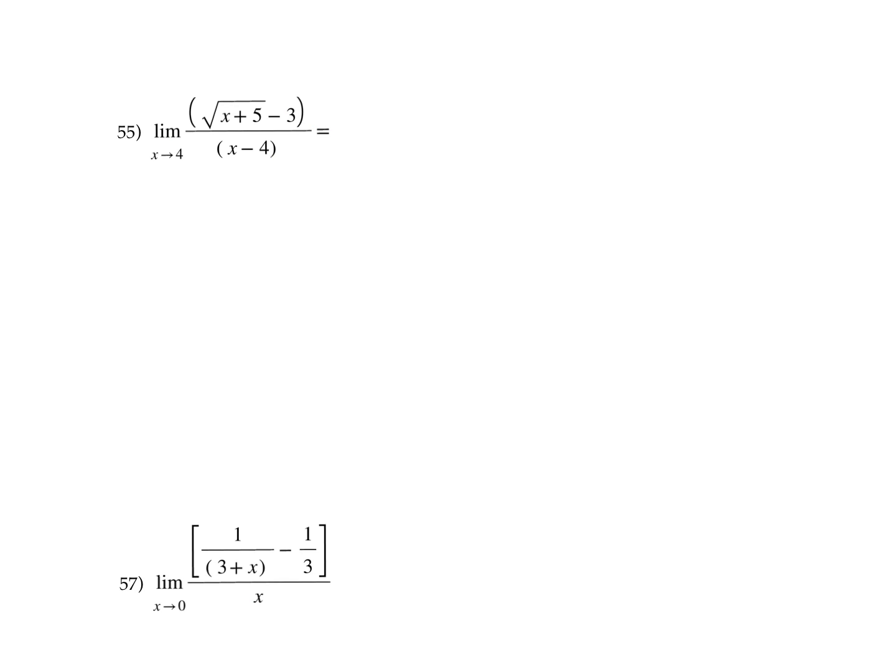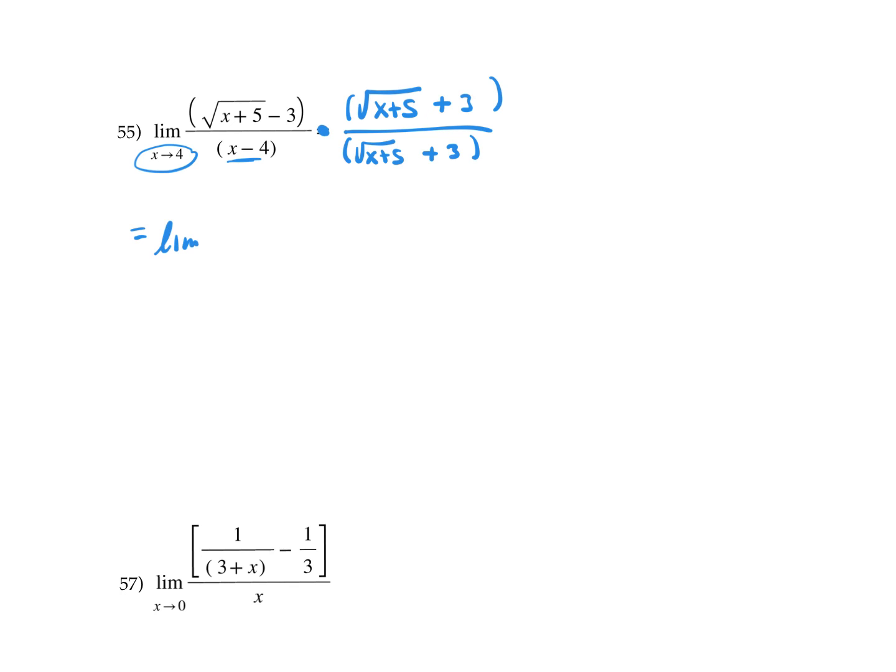Okay, number 55 is also a problem where if we plugged in 4 for x, it would make that denominator equal to 0 right away. And it would also make that numerator equal to 0. So we're going to jump right in, and I'm going to change this to multiplication, and we're going to multiply by the conjugate. So we want the square root of x plus 5 plus 3 in both the numerator and the denominator.